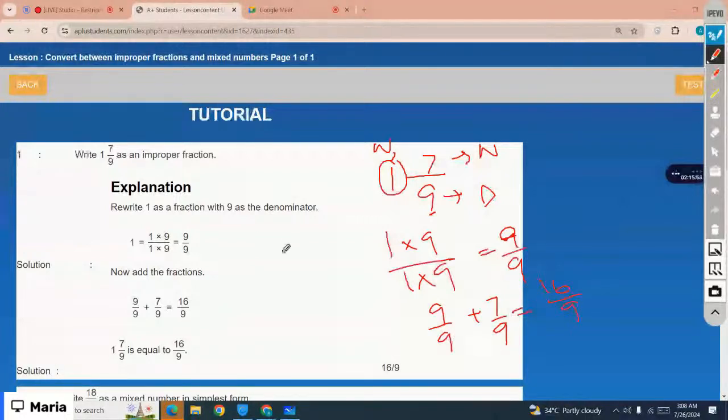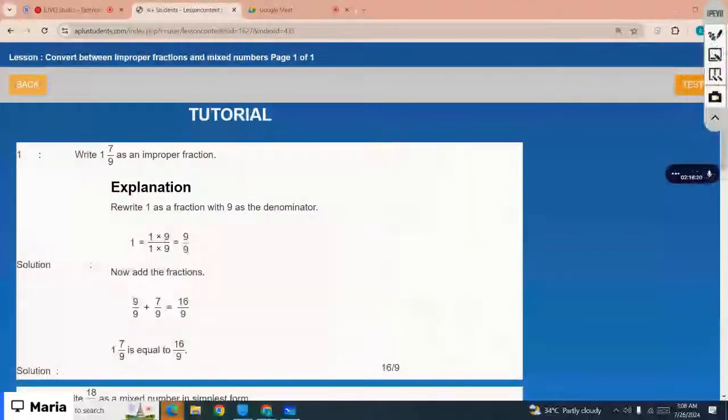The other way we already did, if you remember, is you need to multiply the denominator times the whole number. You have 9 times 1, then you need to add 7. So that is 9 times 1. You can find it easy, right? The correct option is 16 over 9. Let's start with the test questions.